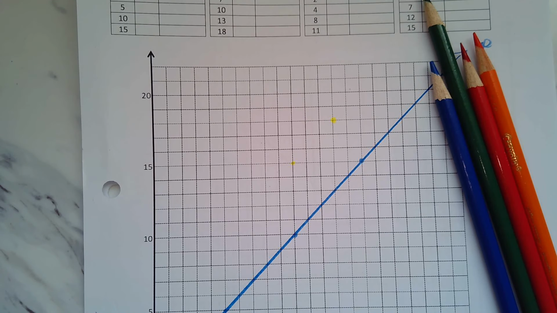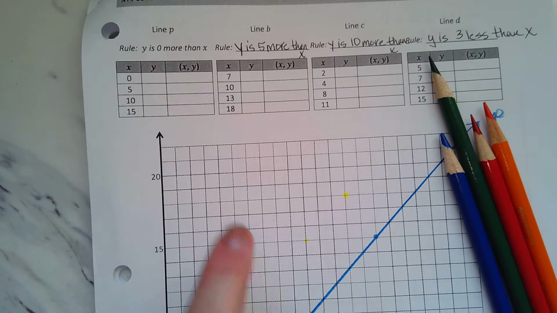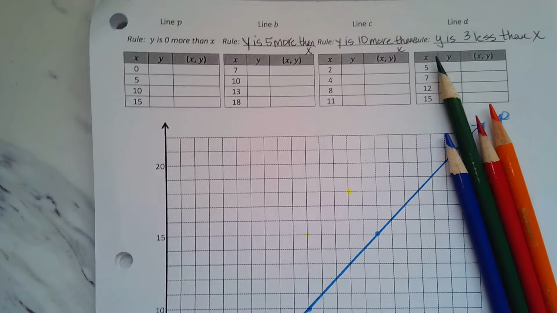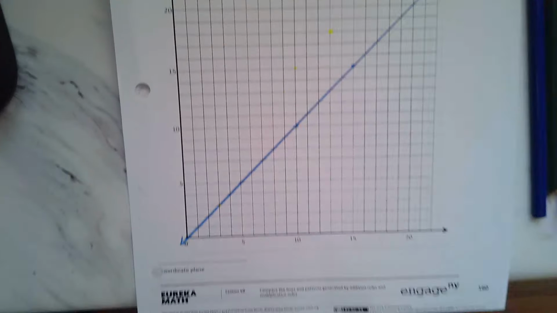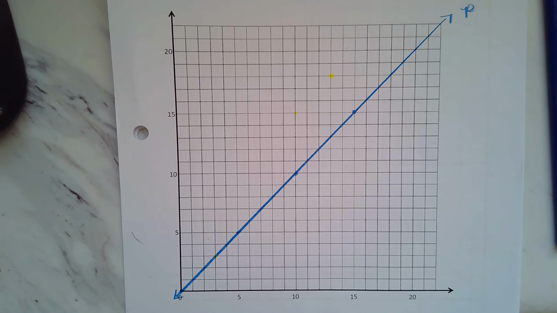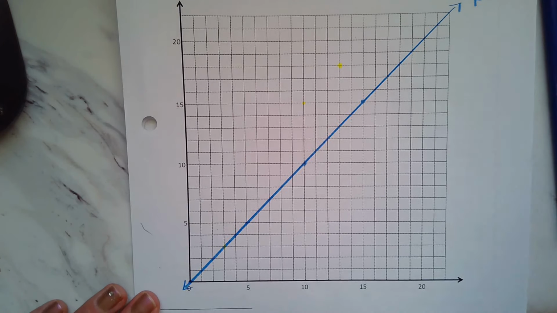So my question for you is, y is 0 more than x. What point on this line has an x coordinate of 3? On this line, what is the coordinate? What point on this line has an x coordinate of 3? Well, let's take a look.